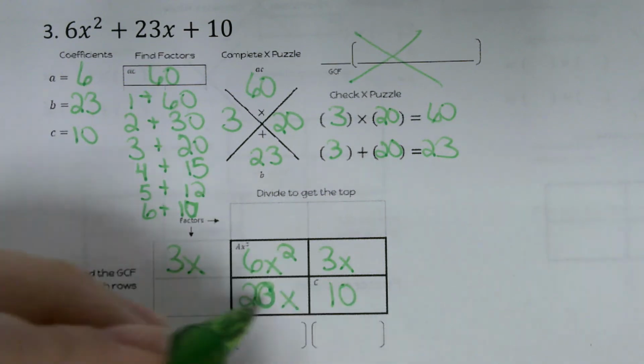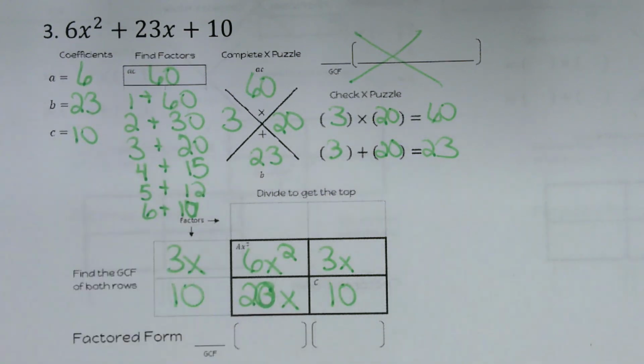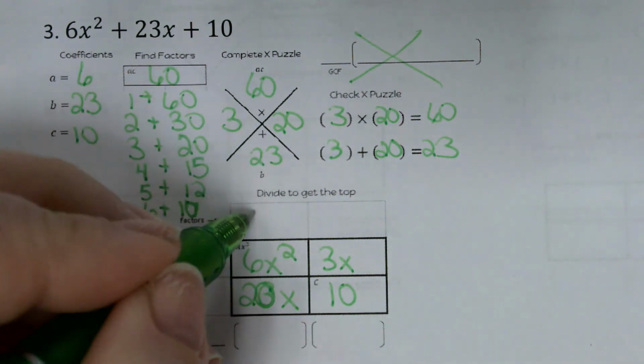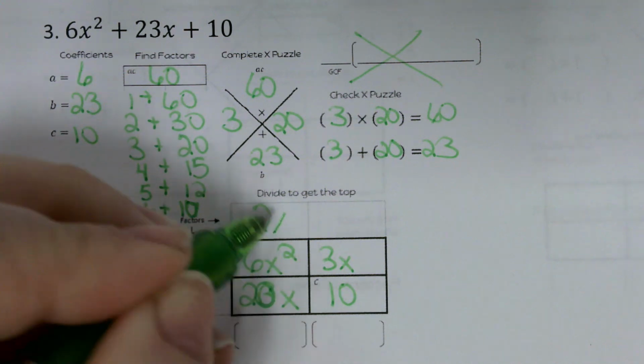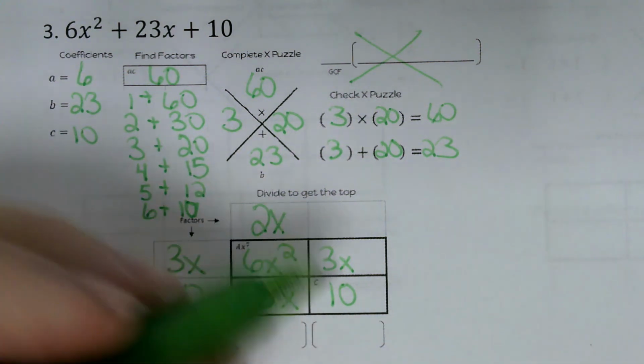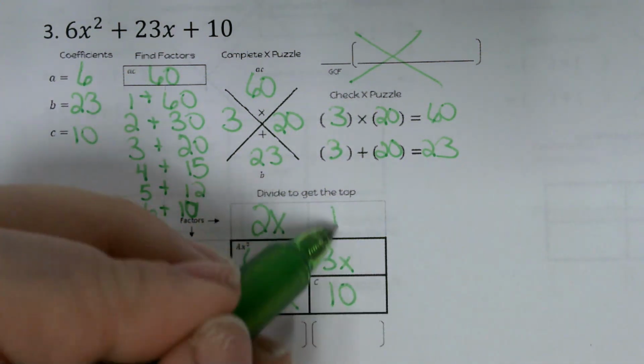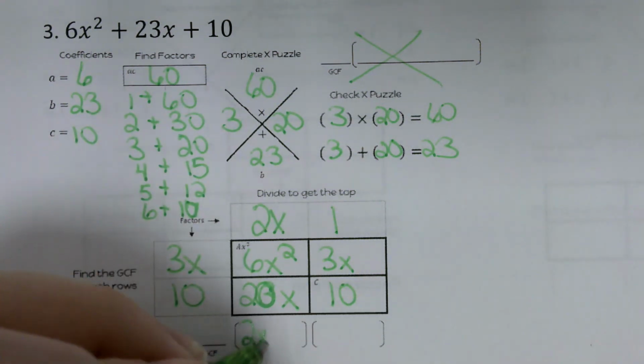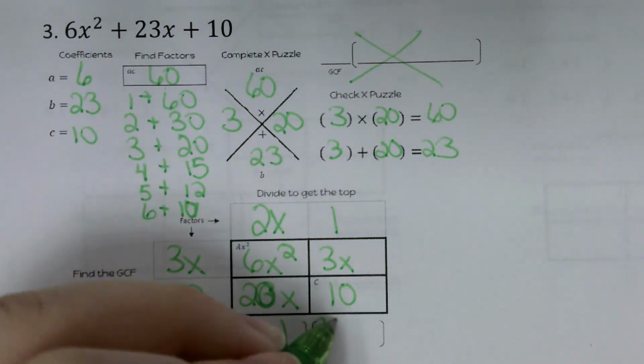Out of the bottom row, I can take 10. The left side, I can take 2 and x. And out of the right side, I can only take 1. Double check that your outsides multiply to be your insides. And we get 2x plus 1 and 3x plus 10.